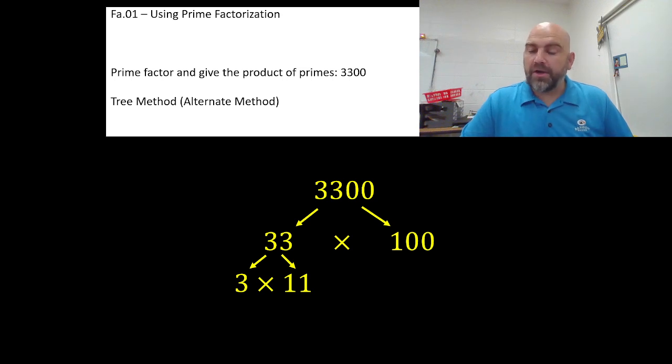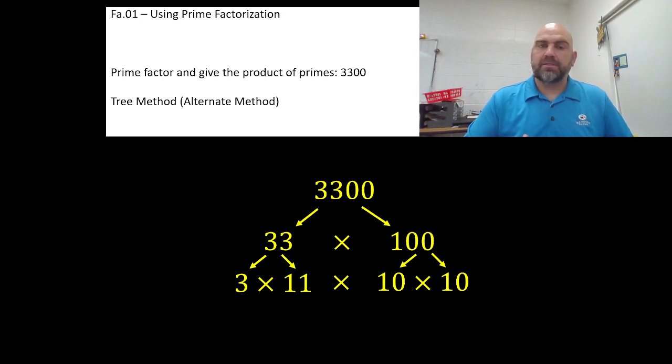Now let's look at the 100. Can we break that one down further? Yeah, that one we can. And I'm going to break it down into 10 and 10. So now 3,300 is technically 3 times 11 times 10 times 10. Now, is 10 a prime number? No, we can break it down further.